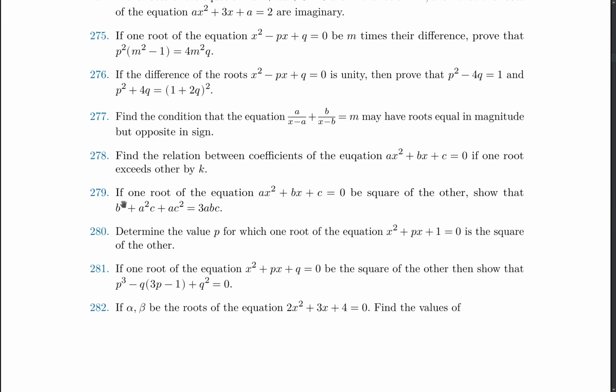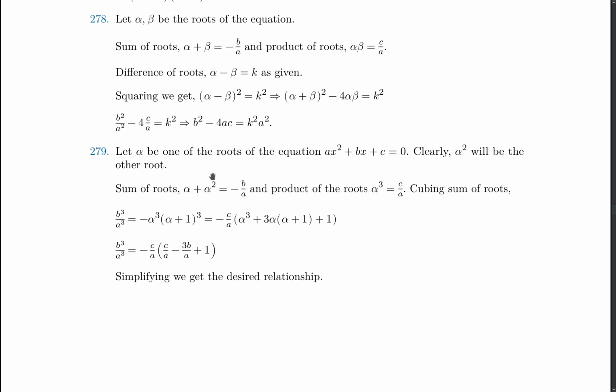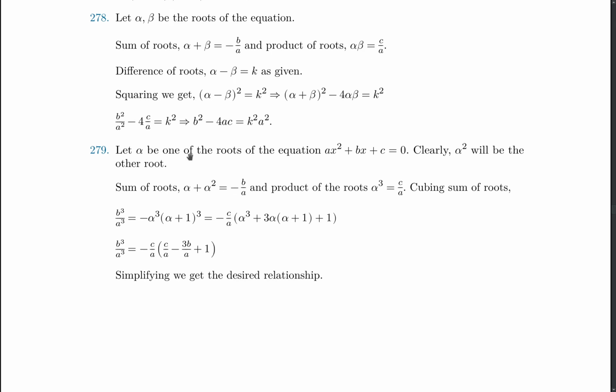Question 279 says that if one root of the equation ax square plus bx plus c is equal to 0 is the square of the other, show that b cube plus a square c plus ac square is equal to 3abc. So if alpha is one of the roots, then alpha square will be the second root. So sum of roots would be minus b by a, and product of roots would be alpha cube, that is c by a. So sum of the roots which we have, we cube it.